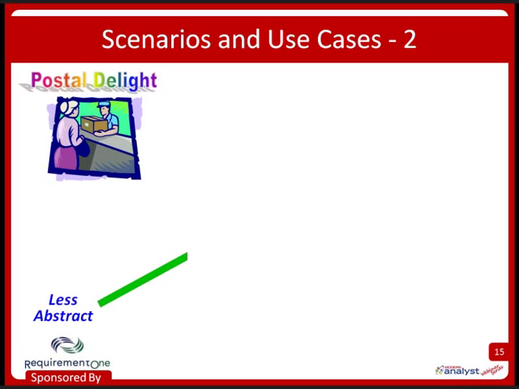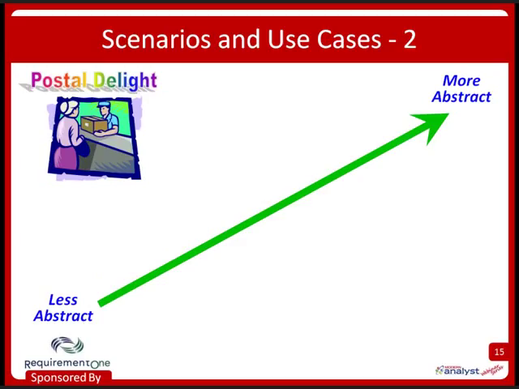Another way to think about this is in terms of levels of abstraction. Let's suppose we have a company called Postal Delight that handles all of your shipping needs. Let's consider the act of preparing a mailing label for a customer's package. And we can imagine a set of scenarios that cover the spectrum of abstraction. The most abstract scenario, prepare a mailing label, would be a good name for a use case.